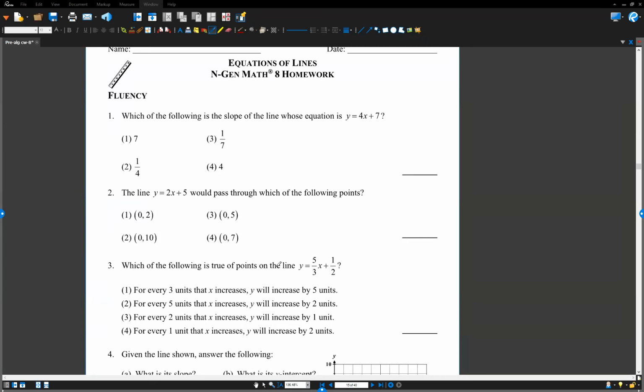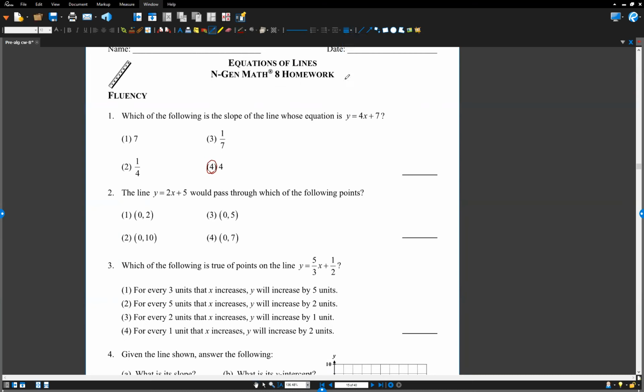Which of the following is the slope of the line whose equation is y equals 4x plus 7? Which one is the answer? Anybody know this? Number 4. Yep, 4. This is the slope. All right, okay. 4 is the slope. Excellent.